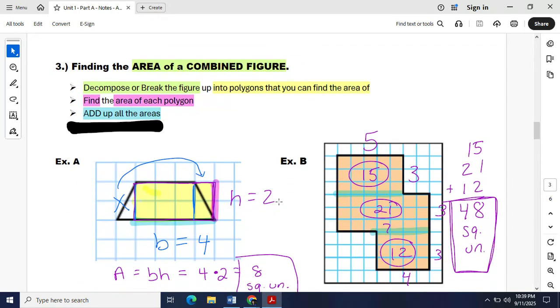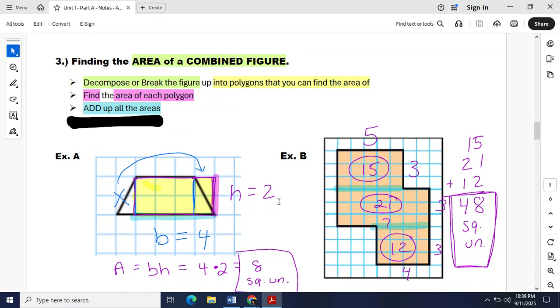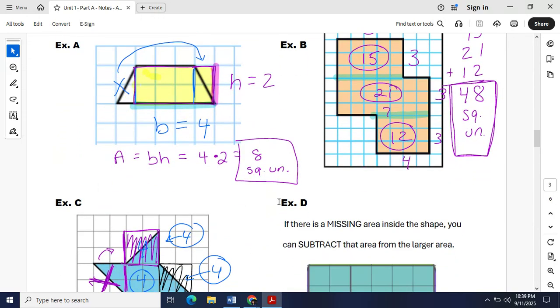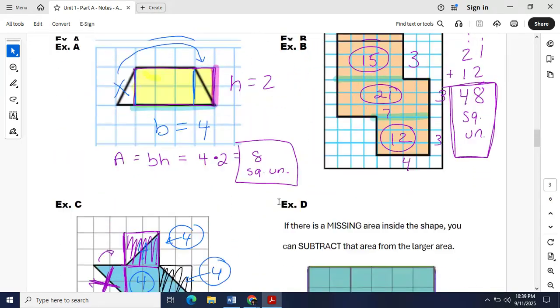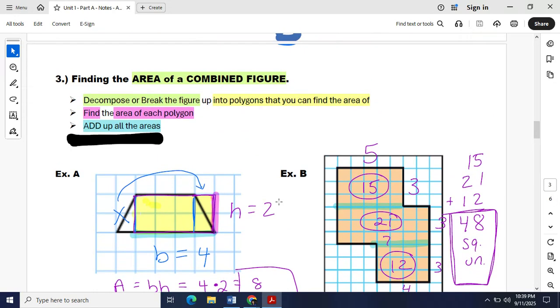Now, let's take a look at number 3, finding the area of a combined figure. What is a combined figure? If you notice the examples, a combined figure is made up of different polygons that have been combined. So to find the area, you can decompose. Decompose means to break it up. We're going to break the figure up into polygons that you know the area of. Then find the area of each polygon and add the areas up.